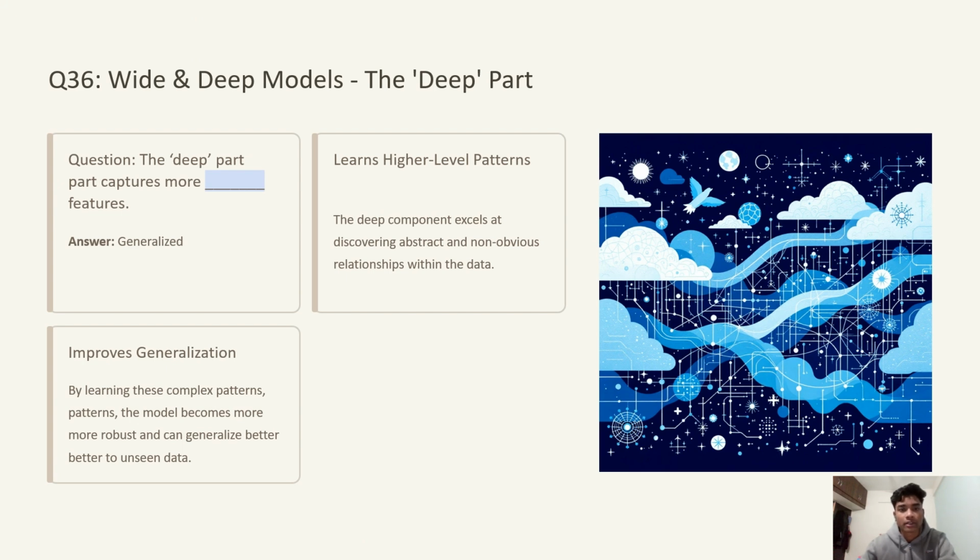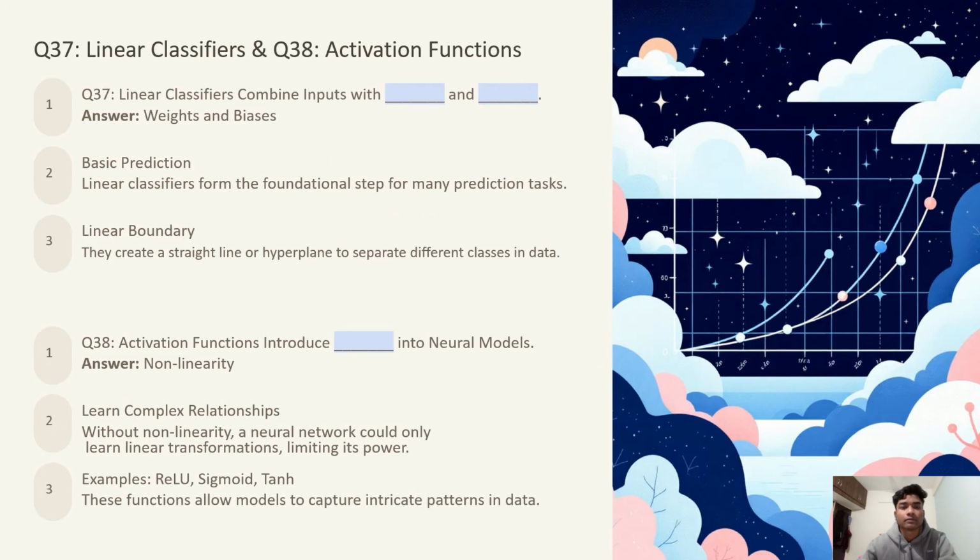Question number 37. Linear classifiers. Linear classifiers combine inputs using weights and biases. They create a simple straight line decision boundary which forms a foundation for many more advanced models.